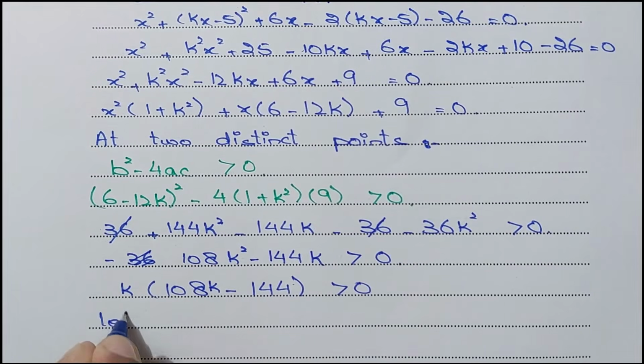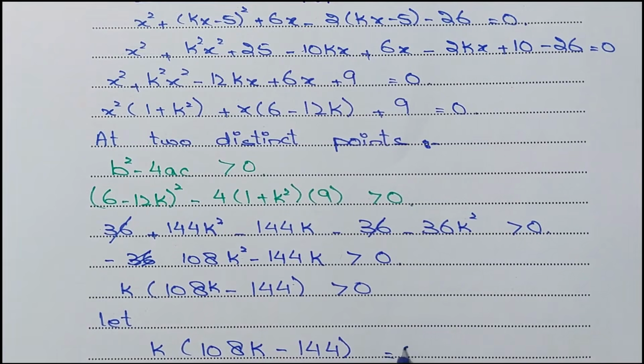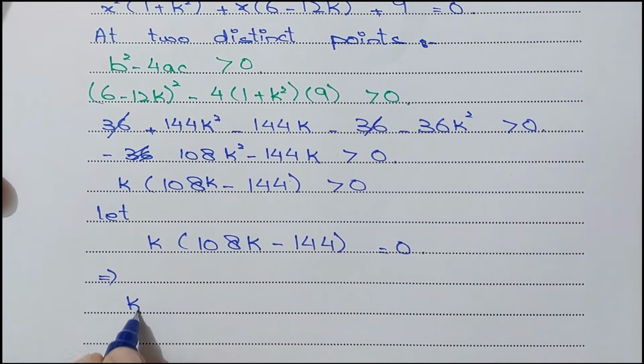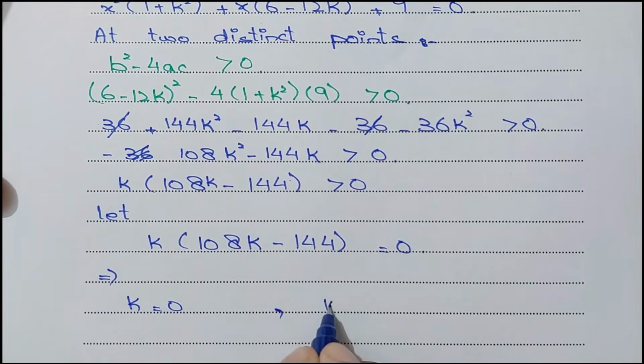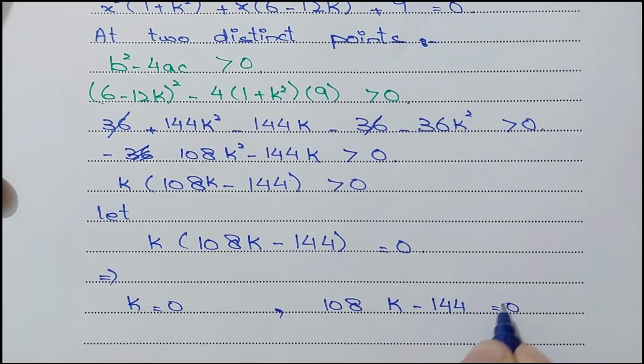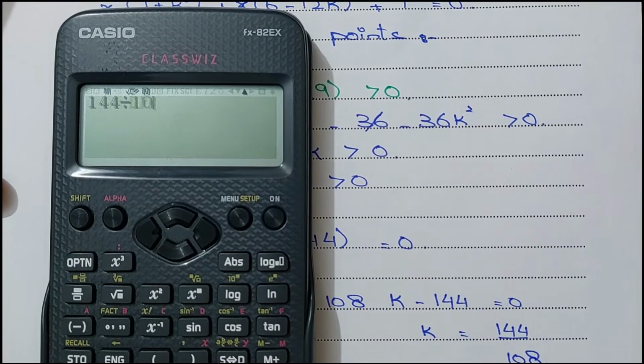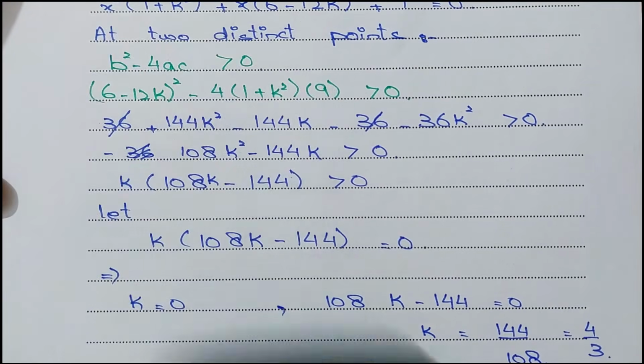Right, let me put this equal to 0. So k into 108k minus 144 equals 0, to find the roots of this equation. So from here we can say k is equal to 0, and 108k minus 144 equals 0. So the k value is 144 over 108. Right, let me simplify. 144 over 108 is 4 by 3. So we have two values for k.